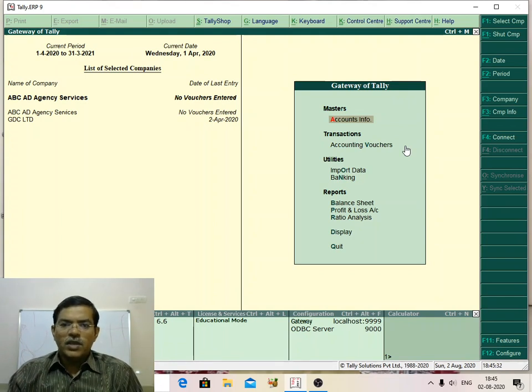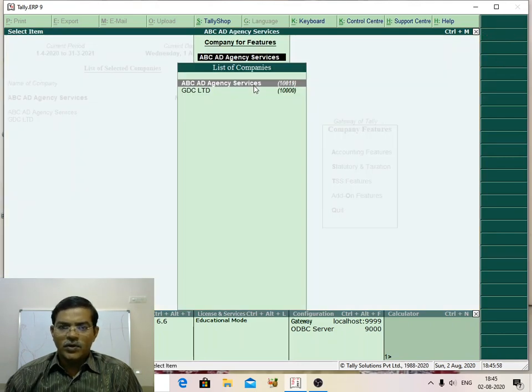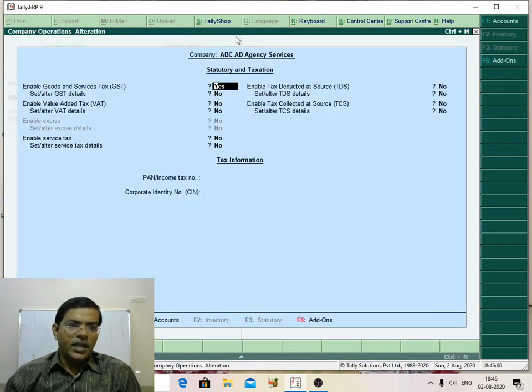After that, I want to enable GST for this particular ABC Ad Agency. For this purpose, again I am going to select Company Features. Here you can see that inventory is not in active mode. Now I am going to select the Statutory and Taxation button. Here I am going to select my company. Here, enable Goods and Services Tax: yes. Here also I am going to select yes.